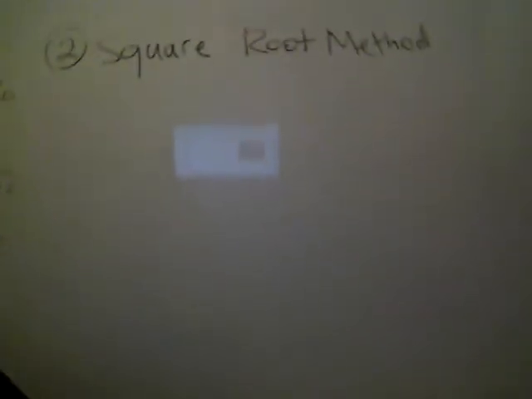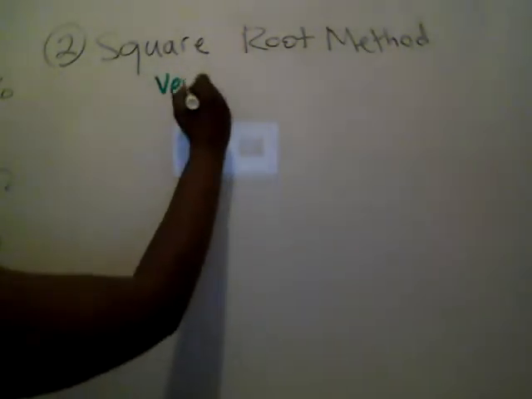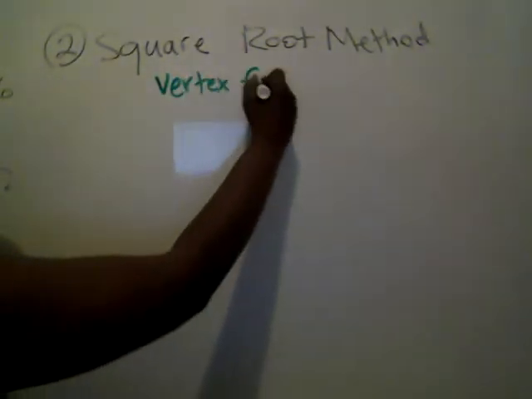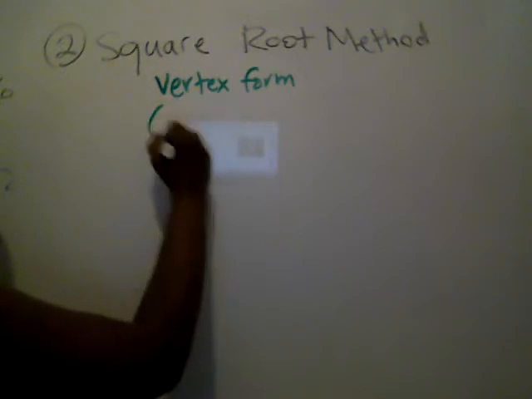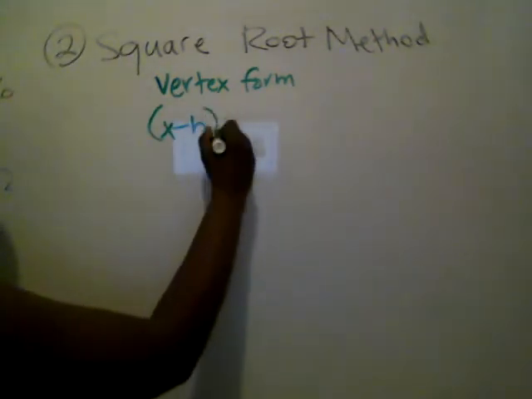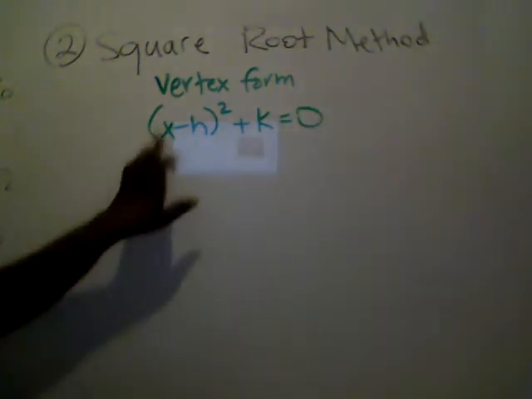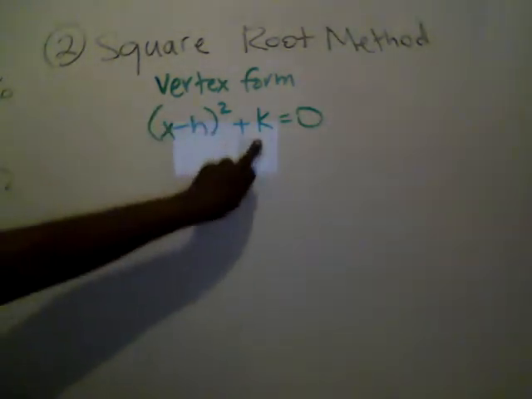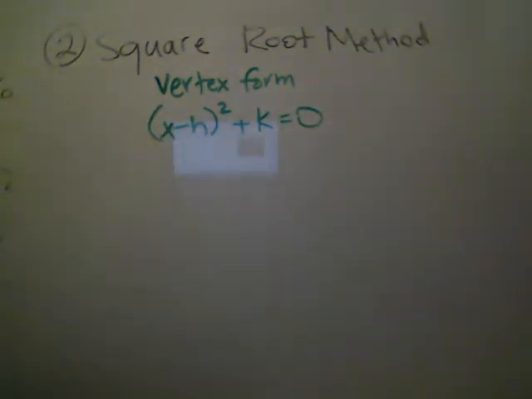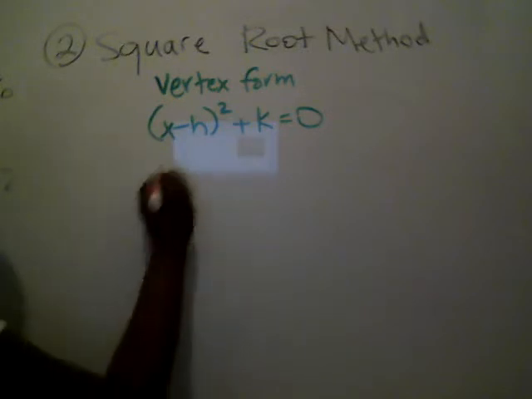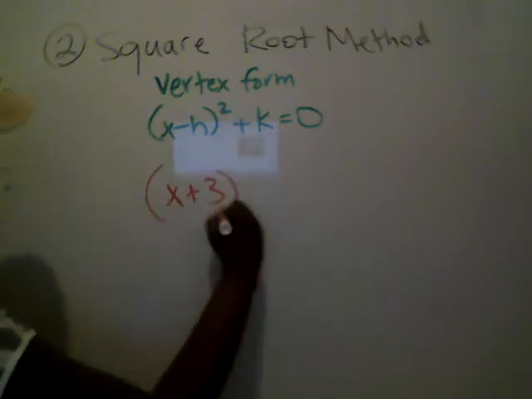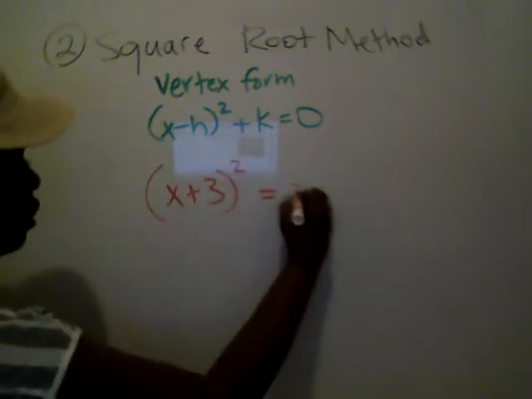Alright, so the square root method is usually the most helpful when you have the equation in vertex form. So if you have the equation in this type of format, where it's like a quantity squared plus a number equals 0, this is usually when the square root method is really, really helpful. So as an example, let's say we have x plus 3 squared equals 36.